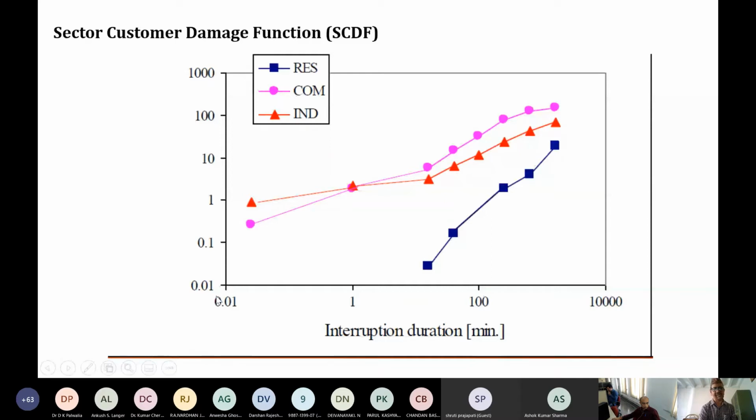And these are the interruption durations, in minutes. So this is for the 2-second case. This is for industrial and commercial. For residential, we do not have a 2-second case. So I think it's a 20-minute case here. So it's 20 minutes, 1 hour, 4 hour, 8 hour, 24 hour and 48 hour cases here. So we can see that these customer costs have different slopes by which they vary, they change.